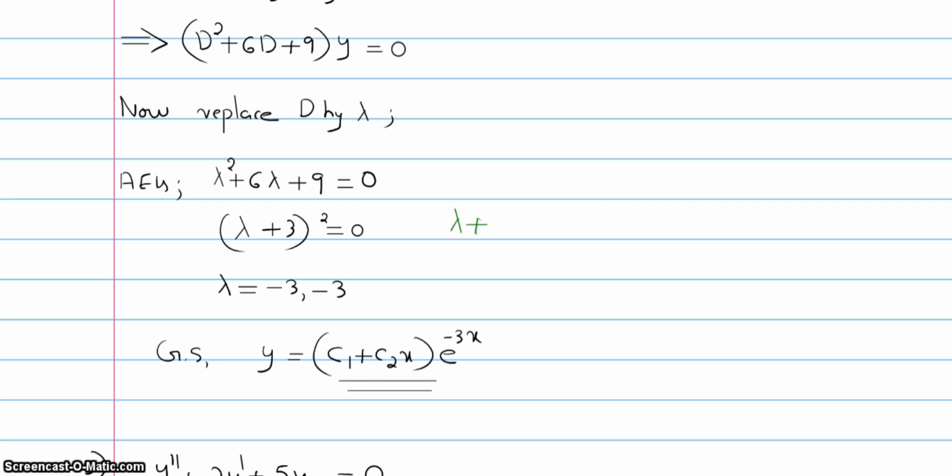This can also be written as (lambda plus 3) into (lambda plus 3) equal to 0. So lambda equal to minus 3 and lambda equal to minus 3. Here the two roots are real roots and they are the same. So case 2 is arising here. The general solution for case 2 is (c1 plus c2 x) into e raised to lambda x. Here the lambda is minus 3. So the general solution will be (c1 plus c2 x) into e raised to minus 3x.